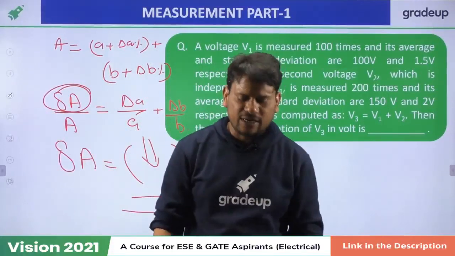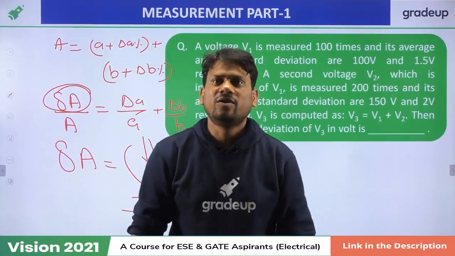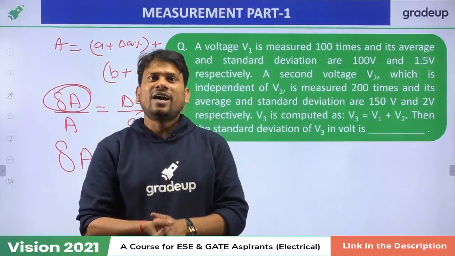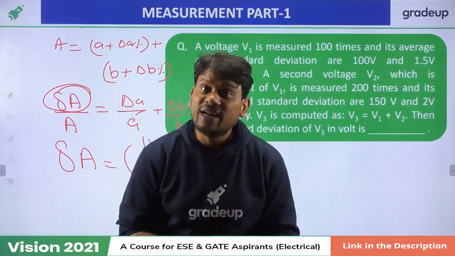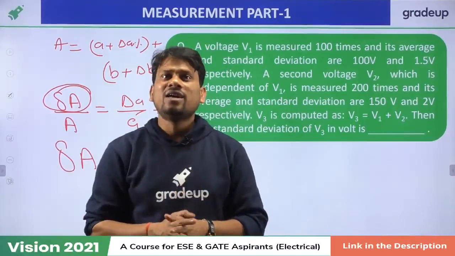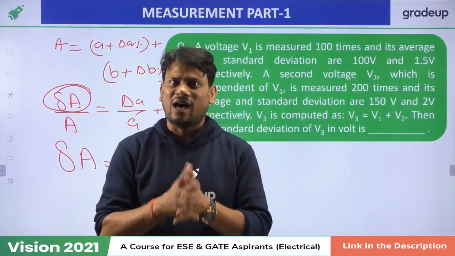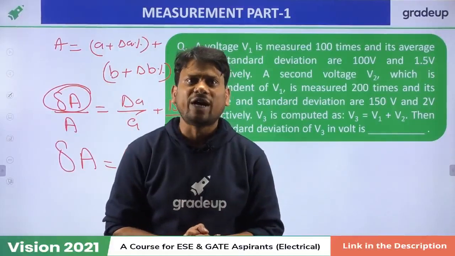If you want, you can handle it or you can apply it. Okay. Now dear friend, I am going to read your problem. A voltage V1 is measured 100 times and its average and standard deviation are 100 volt and 1.5 respectively.